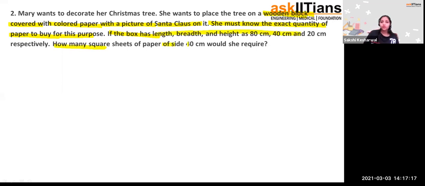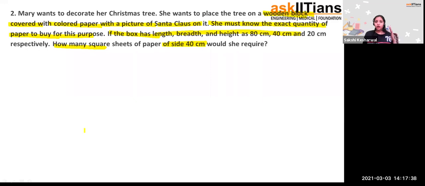How many square sheets of paper of 40 centimeters does she require? Now, when you start purchasing paper, the area is this big, and you get small sheets for your purpose. These are small little sheets you place on it, right or not? So that is what it is talking about, right?